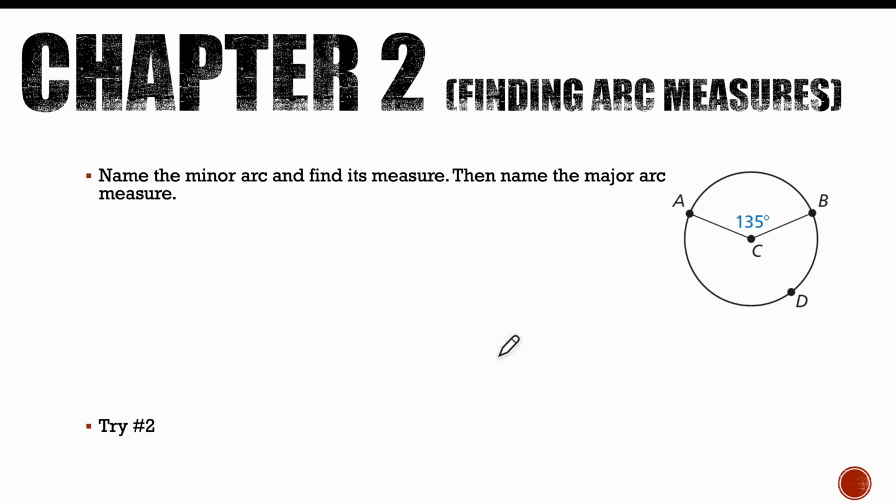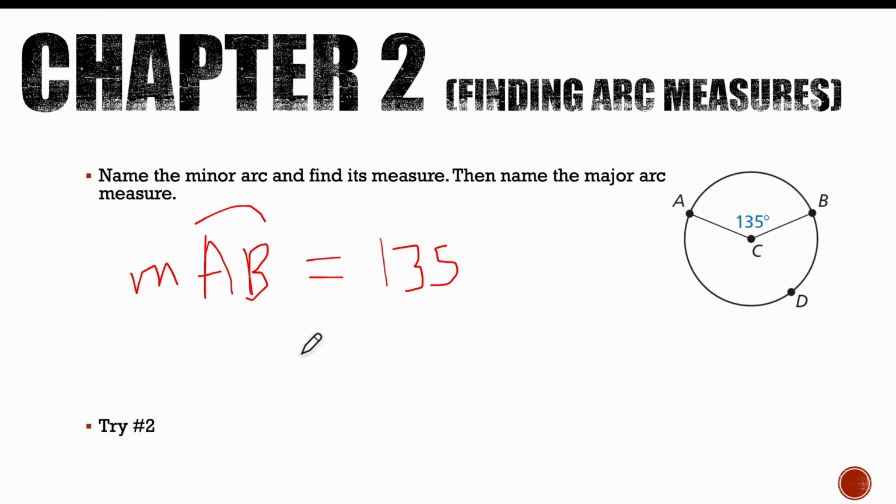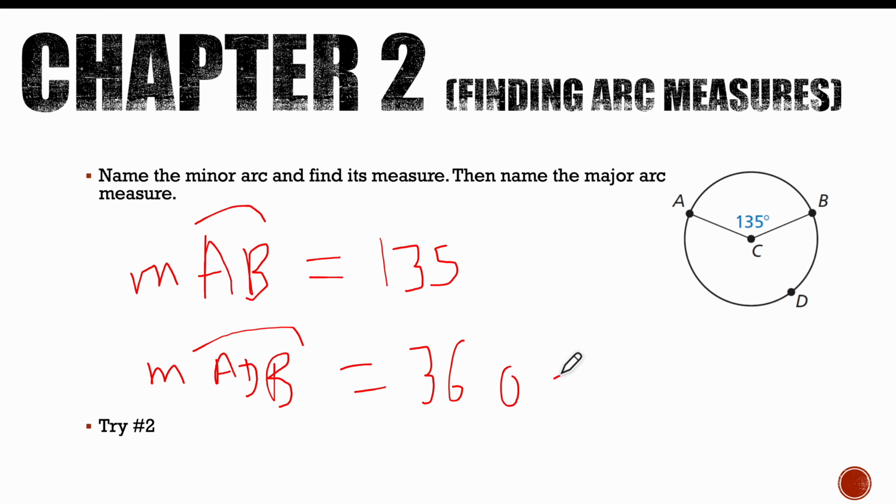Name the minor arc and its measure. What is the minor arc? AB is the minor arc. And what is the measure? The measure of a minor arc is the central angle. AB is forming 135 degrees at the center, so the measure of arc AB is 135. And if you have to name the major arc, it is ADB. You have to have 3 points for the major arc, and its measure would be 360 minus 135.